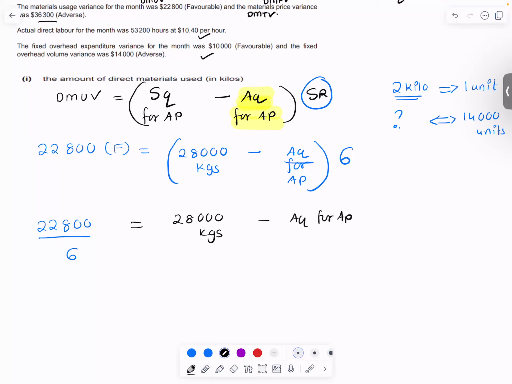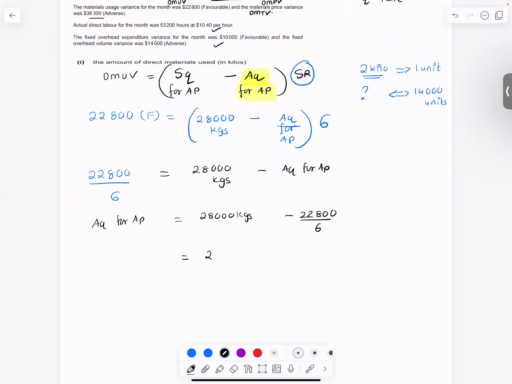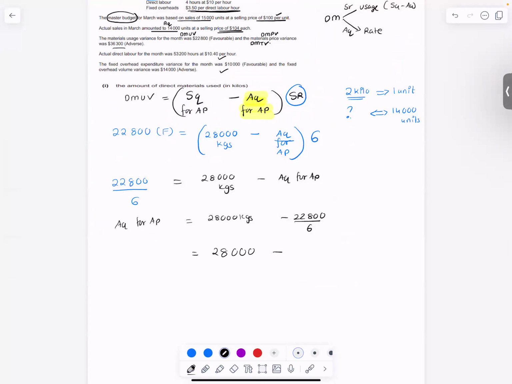Now let's see. I will bring this over here: actual quantity for actual production is equal to 28,000 kgs minus 22,800 divided by 6. 22,800 divided by 6 is how much? It is 3,800. So actual quantity for actual production would be equal to 24,200 kgs. Just check.